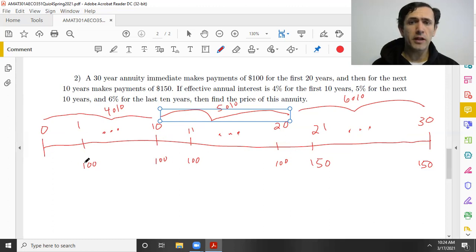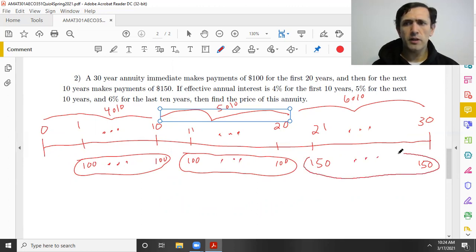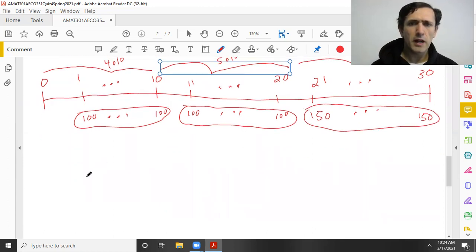So we're going to break things up at year 10, meaning we're going to look at the present value of this annuity here, and this annuity here. I should put the dots to indicate. And we're going to look at this annuity here. Okay, so let's look at the first.